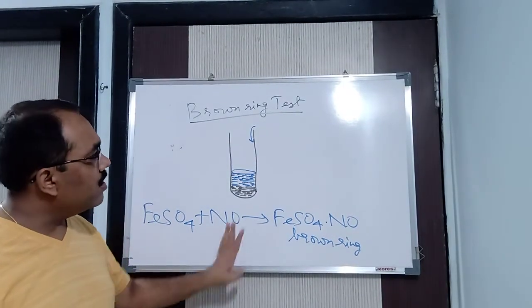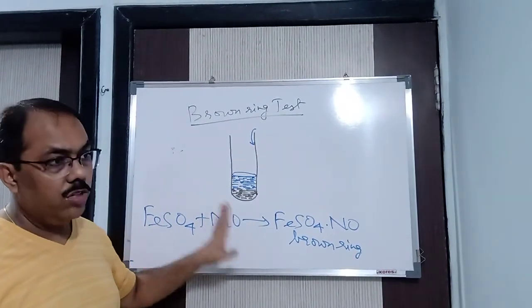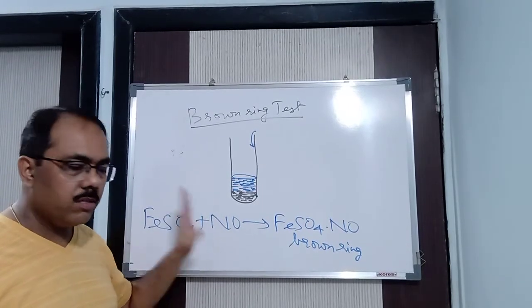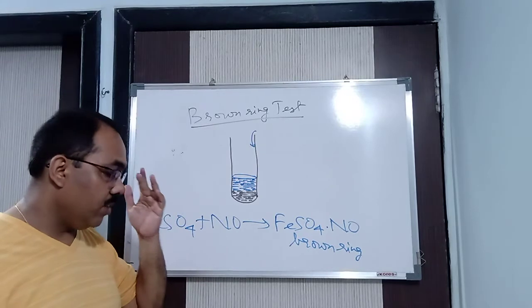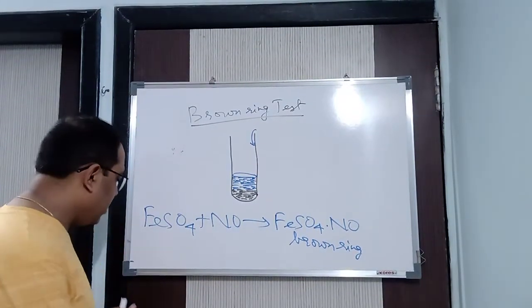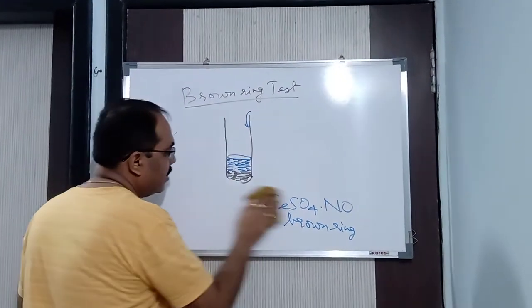So this is a very sensitive test, but you need to learn this particular thing. In the lab you will be doing it and learning it. This is called the test for nitrates, or nitric acid, the brown ring test, a very famous test. Next, when we heat the nitrates, what is going to happen?